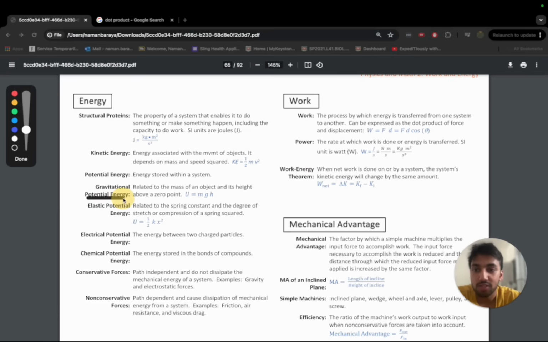Then we have gravitational potential energy. This is the potential energy based on gravity. And so again, if we have this hill and the ball is at the top of the hill, the gravitational potential energy is calculated by mass times gravitational force times height. And this is again in joules, this thing. And then we have elastic potential energy, electric potential energy, chemical potential energy.